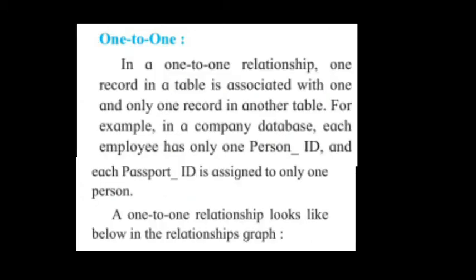So guys, we are just going to explain one by one. First of all, we are going to focus on the one-to-one relationship. In a one-to-one relationship, one record in a table is associated with one and only one record in another table. For example, in a company database, each employee has only one person ID, and each passport ID is assigned to one person. This is one example.